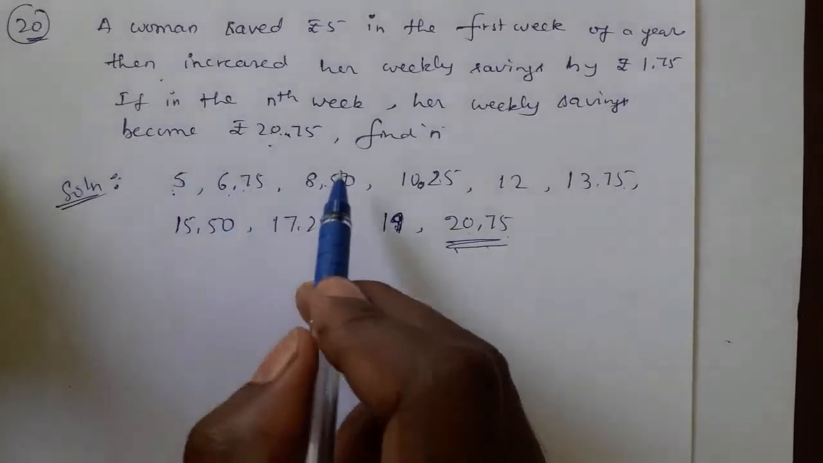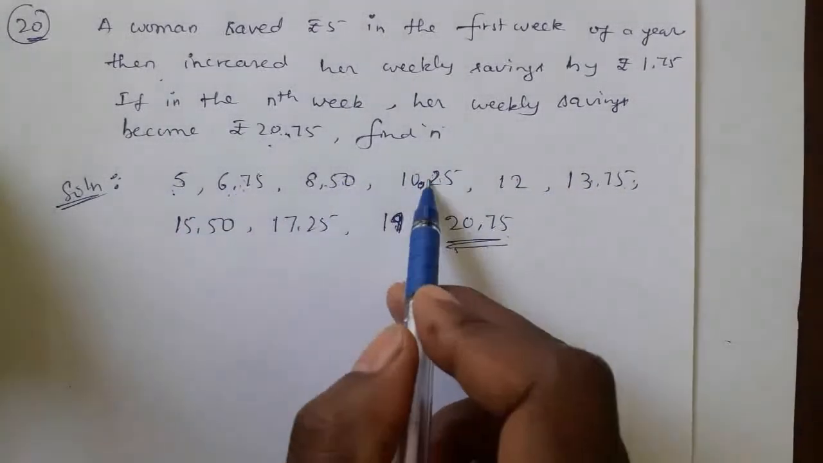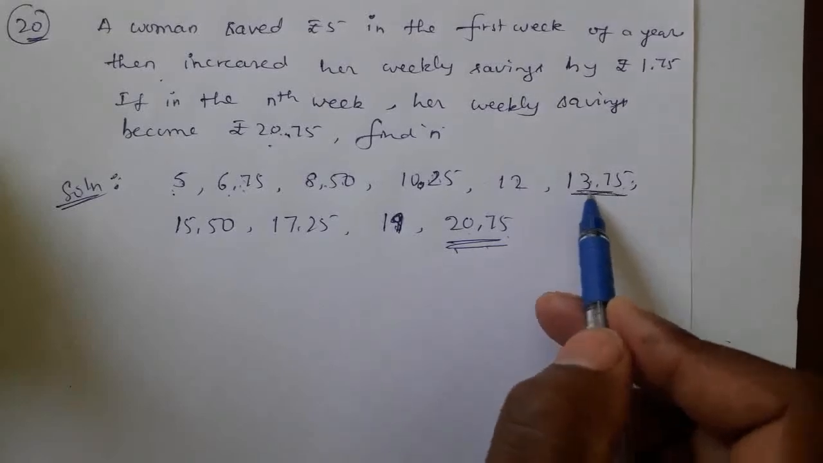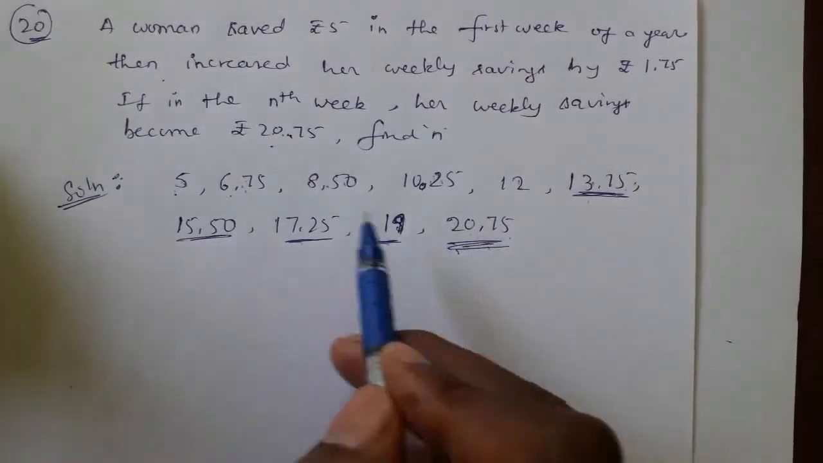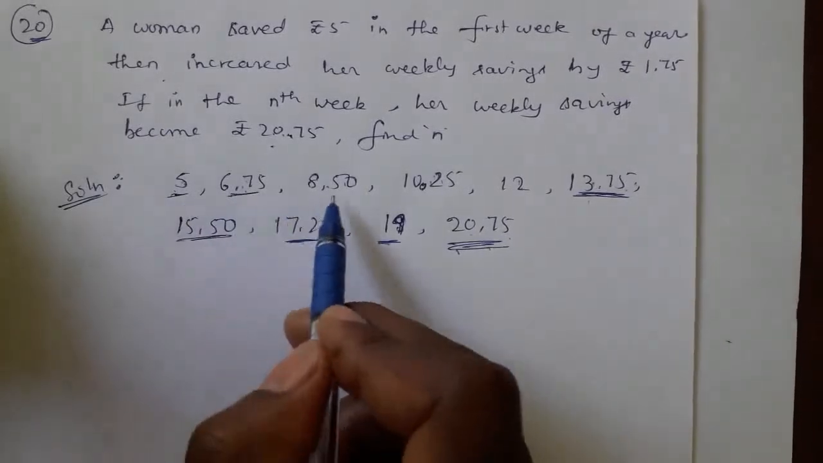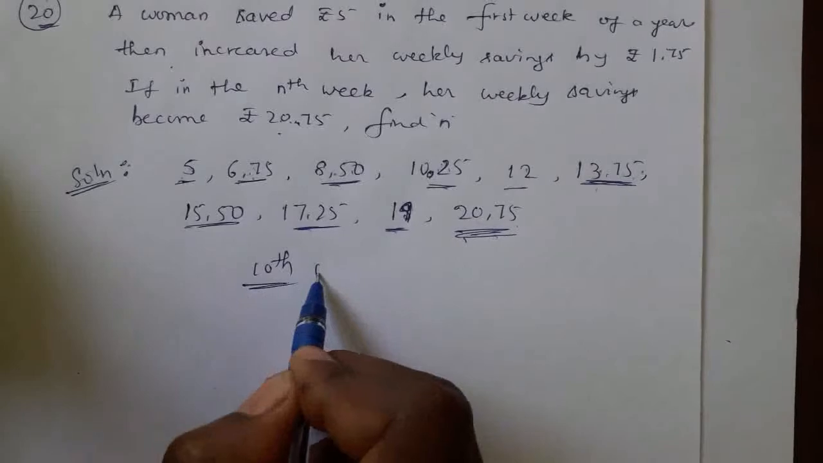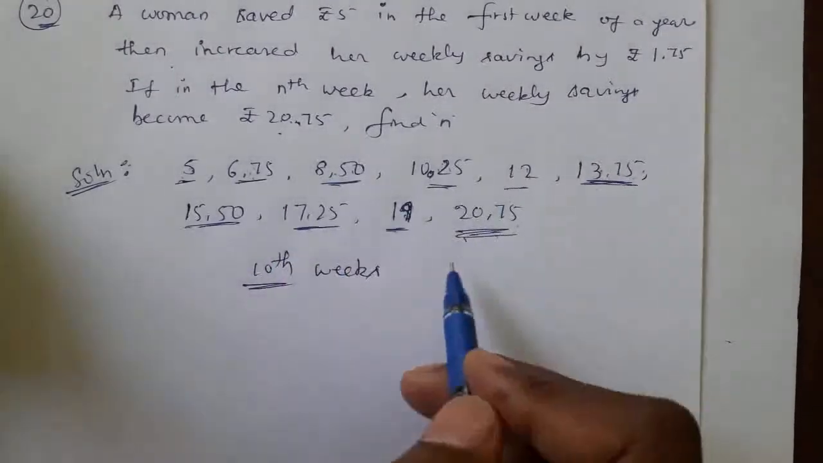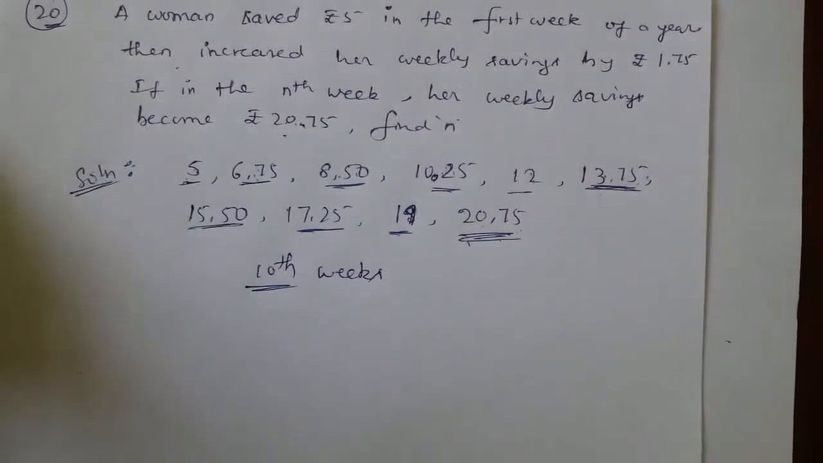First, second, third, fourth, fifth, sixth, seventh, eighth, ninth, tenth. It is the 10th week. The answer is the 10th week. In the 10th week, she reaches weekly savings of 20.75 rupees.